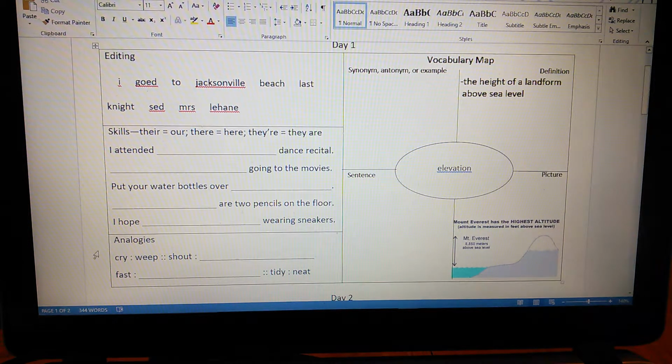Below that are some word analogies. The way that you read a word analogy is: cry is to weep as shout is to blank. Students are required to think about the relationship between the 2 words here, cry and weep, which in this case are synonyms, and they are asked to create the same relationship between the second 2 words. In this case, they would have to come up with a synonym for shout. This could be yelled, hollered, any word that is a synonym to shout.